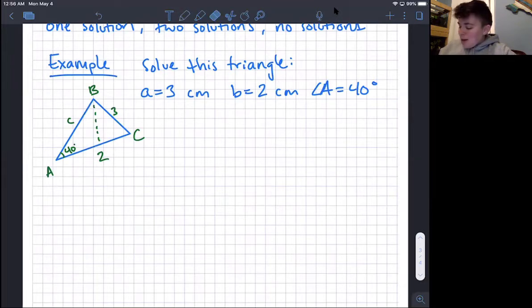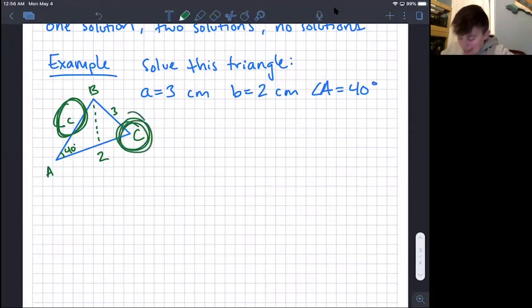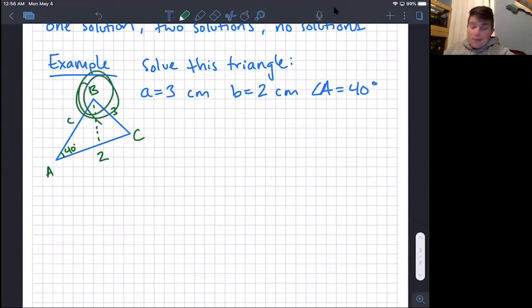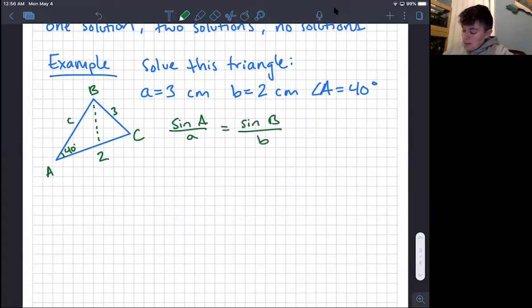I want to figure out that side, but I can't figure out that side until I figure out this angle, and I can't figure out this angle until I figure out this angle. So let's start with finding angle B. Let's write our law of sines real quick. So I'm going to say sine A over A equals sine B over B. I'm going to leave out the C's for now, and come back for those.